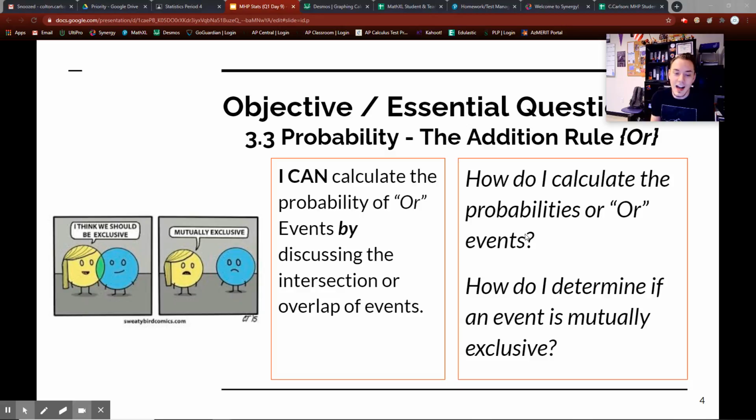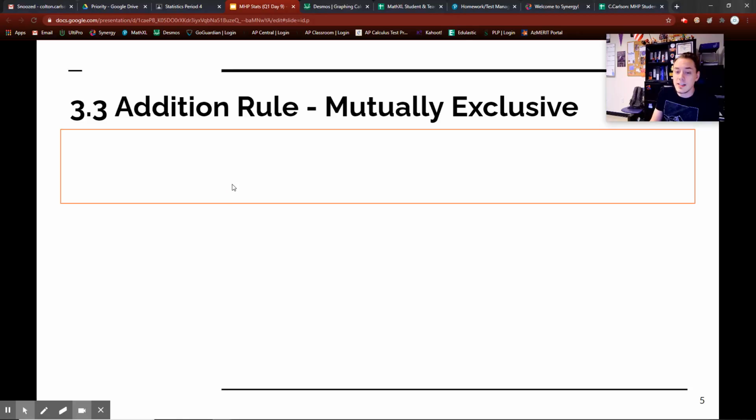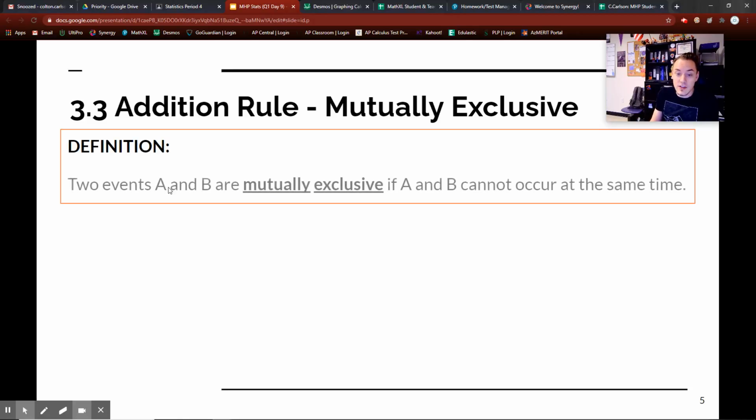Before we get started, I love this meme, okay? I think we should be exclusive, okay? And then the girl says mutually exclusive, and they're no longer touching. Okay, so what does this mean? Well, actually, mutually exclusive events is something that we're going to talk about today. Mutually exclusive events literally means not touching, okay? They have nothing in common.